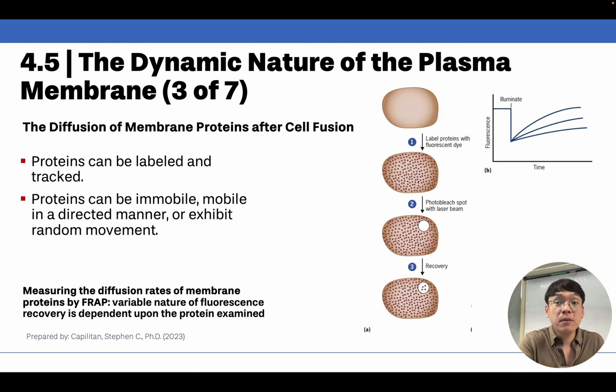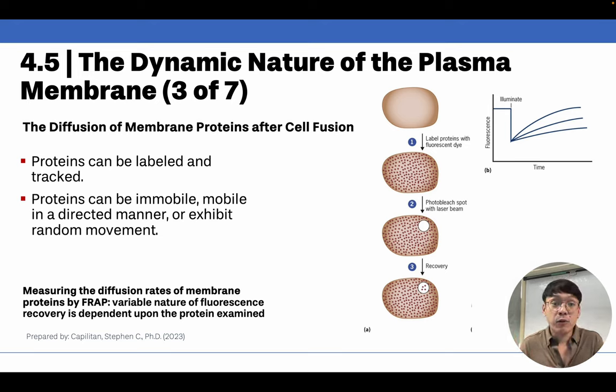After cell fusion, proteins can be labeled and tracked. We labeled proteins with a fluorescent dye. We photobleach a spot with laser beams, and let the cell recover. Proteins can be immobile, or mobile, moving in a directed manner or exhibiting random movement.